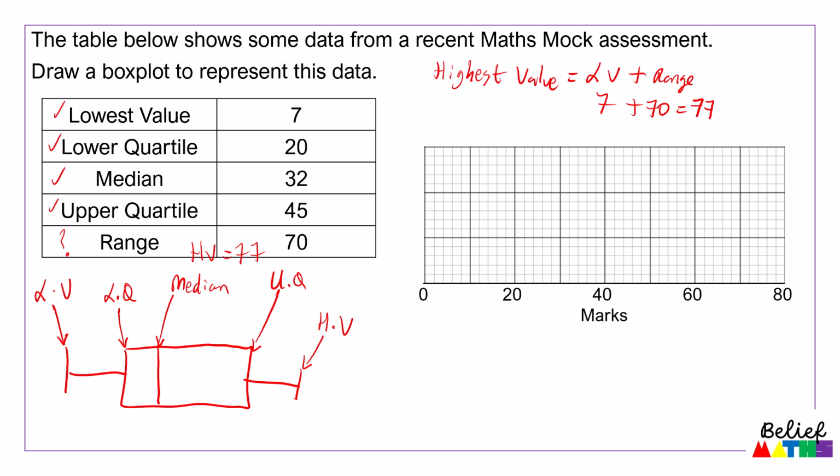Okay, so the range again is just the difference between the lowest and highest value. So if you add the range to the lowest value, you get the highest value. Conversely, if you take the range away from the highest value, you'll get the lowest value. And now we're going to plot each of these. So again, trying to figure out our scale.